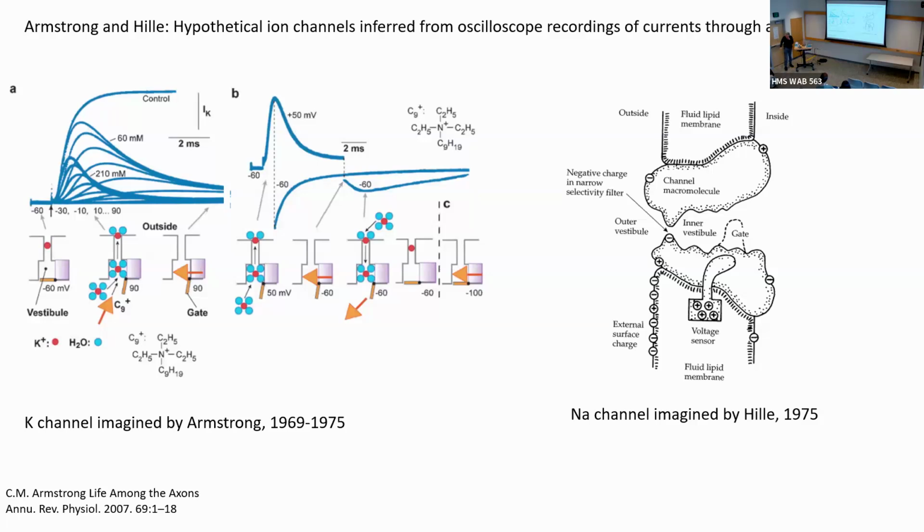And part of the idea was that the tetrodotoxin, which binds only on the outside of the cell, has a guanidinium. And Hille thought, well, maybe the guanidinium group looks a little bit like a sodium ion when it first comes into the channel.